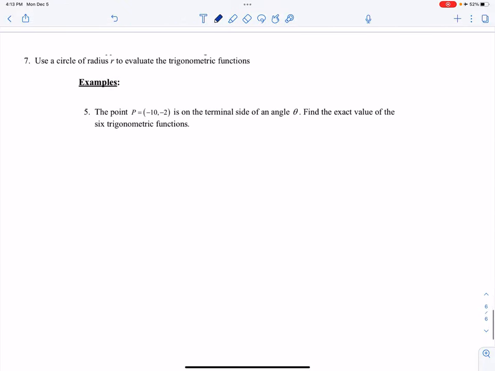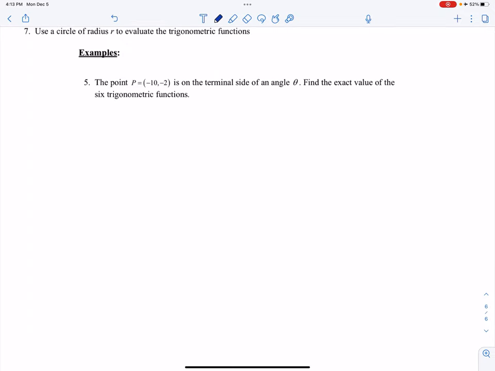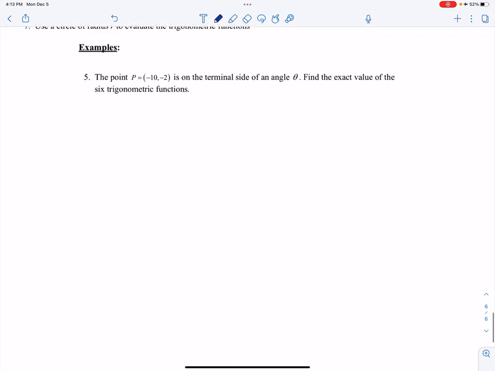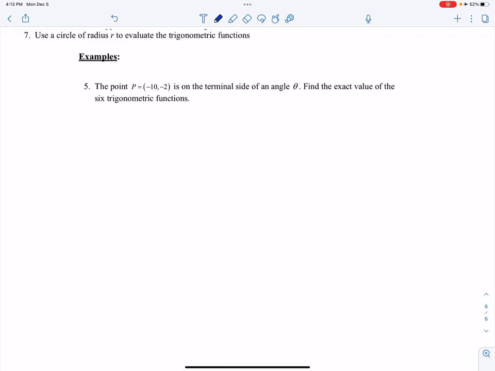Next up, we are going to take a look at a specific point on our circle and find all of our trig functions, our values for our trig functions. So here's our point. Our point is -10, -2. That's the terminal side of our angle theta, and we want to find the exact values of our trig functions. So on our circle, this angle, -10, -2, would be somewhere about here.